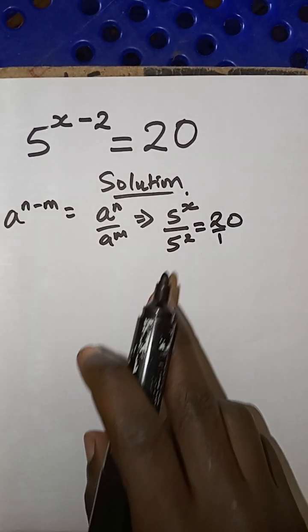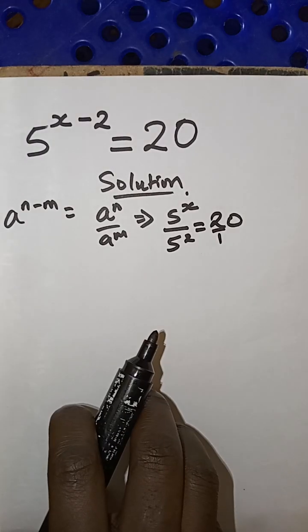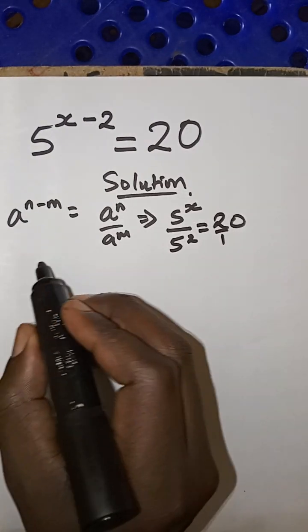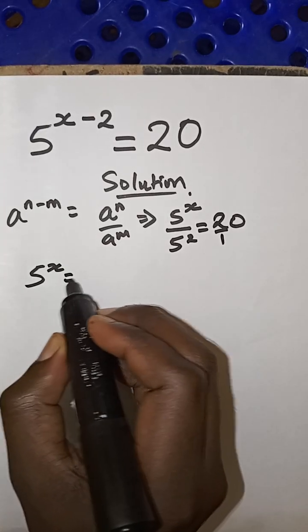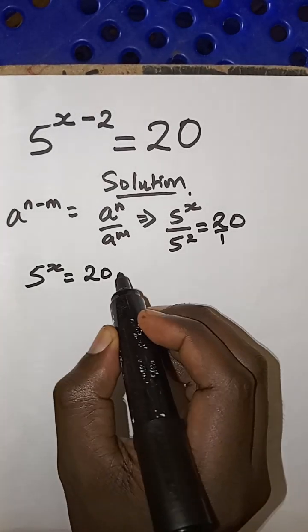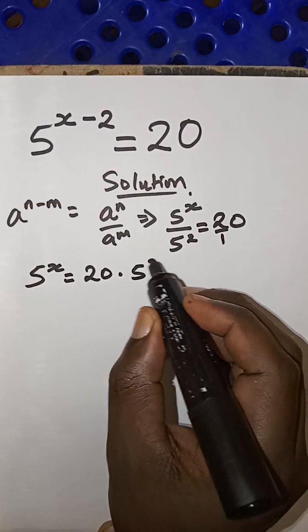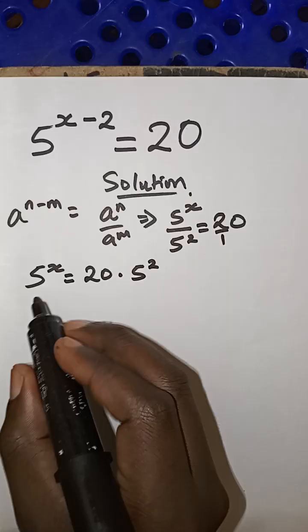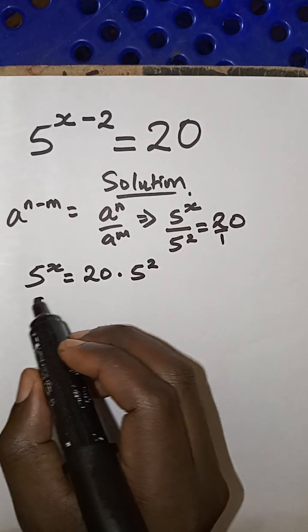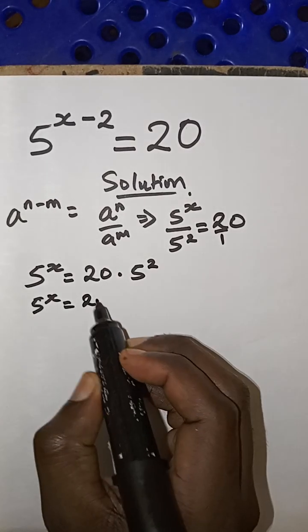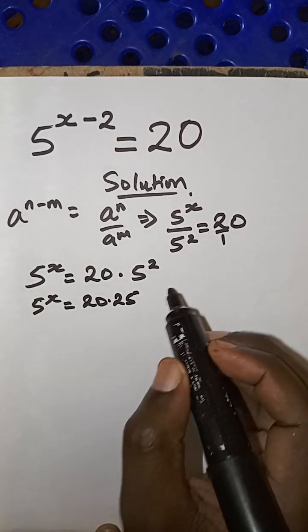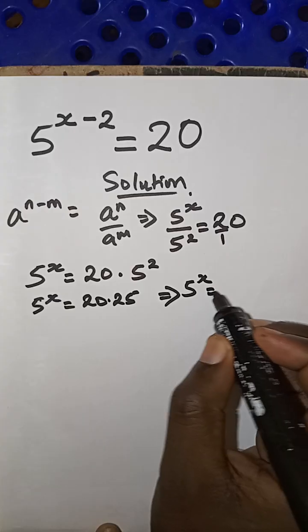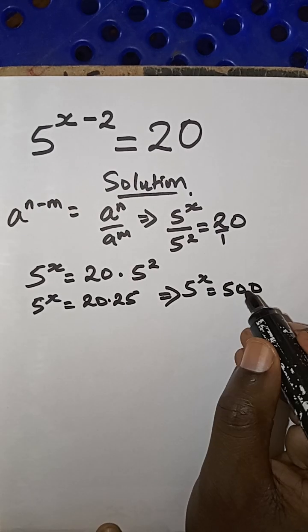Up to that particular point, I'm going to cross-multiply so that I end up with 5 raised to x is now equal to 20 multiplied by 5 raised to 2. Well, this can be further expressed as 5 raised to x is equal to 20 multiplied by 25, which implies that 5 raised to x is equal to 500.